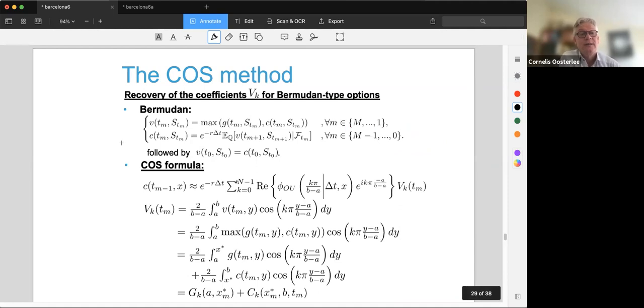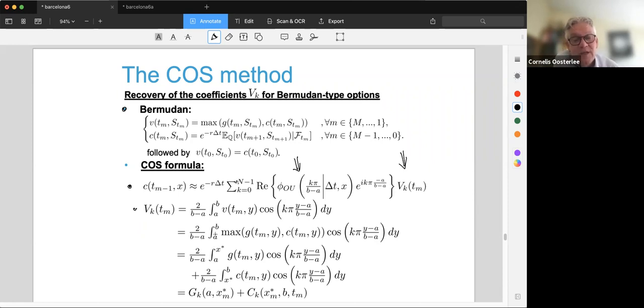So that works. In the case of Bermudan option, I just go very briefly because you remember we had this maximum of G and C. C is this discounted expectation. So here we have the COS formula for the continuation at time T_{m-1}. It is like the discounted sum of n terms of the real part of the Ornstein-Uhlenbeck function times the complex exponential times the option coefficients. And these option coefficients are connected to the maximum of exercising and continuing times the cosine.